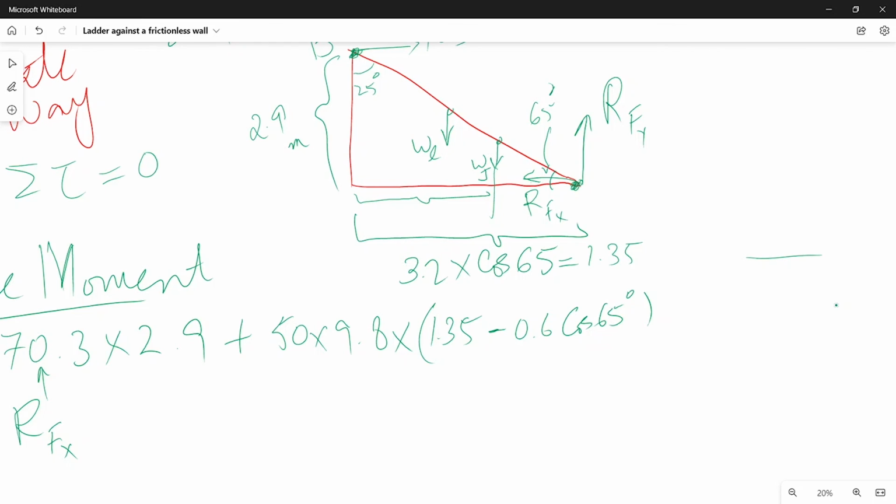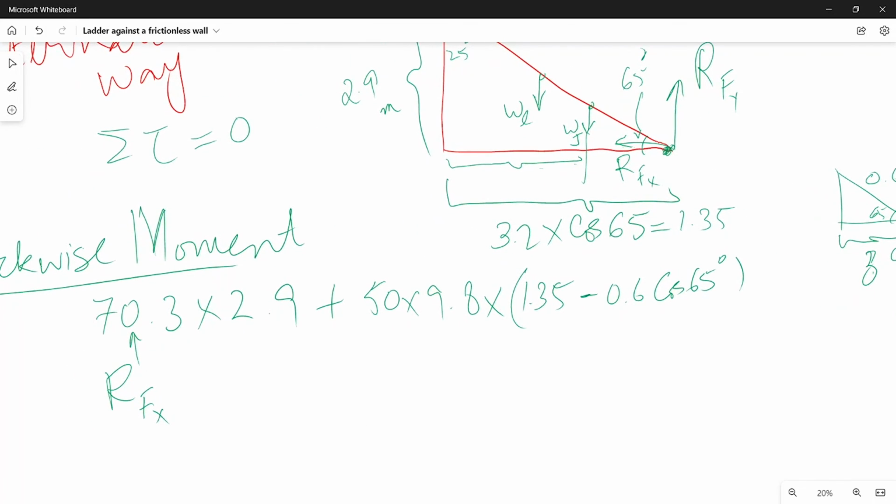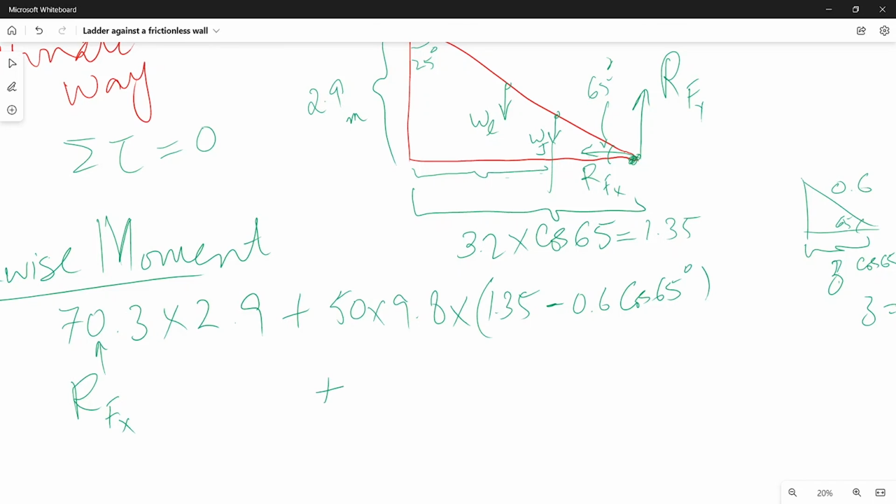If you see our small triangle is like this. This is 65. This is our 0.6. And we want to know this distance. This is our question. If you see cos 65, and if I put this as z, it would be z over 0.6, and z would be 0.6 times cos 65. And you have to subtract this because you want to know actually this whole distance. Therefore, I put that.